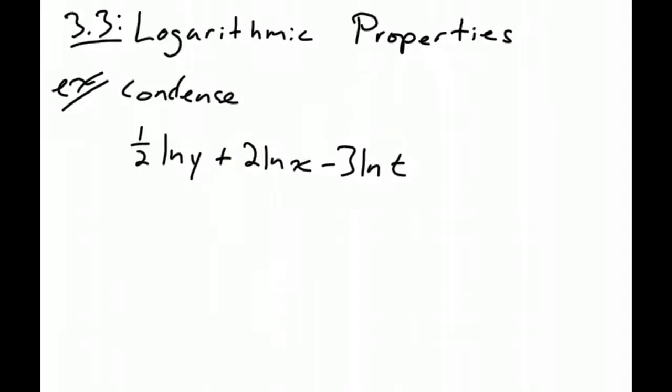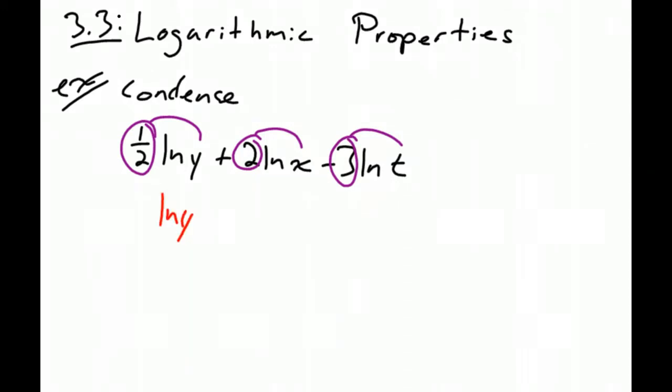I love candy. Here's an example where we're going to have to use all of our properties. So first, again, I notice that I have numbers in front of our logs. And do not take the minus sign with it. Just take the number and throw it up to your exponent. So that we would have ln of y to the 1/2 plus ln x squared minus ln t to the 3rd.